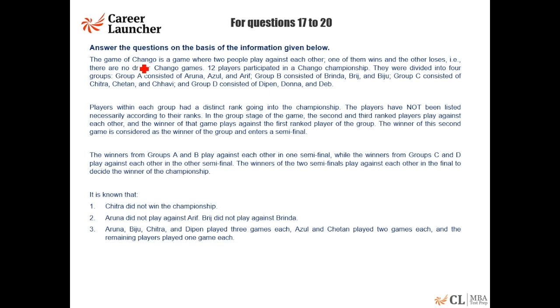The last set of data. Game of Chango is a game where 2 people play against each other. One of them wins, other loses. That is, there are no draws. 12 players participated in the Chango championship. They were divided into 4 groups. Group A consists of 3 people. Group B again has 3. Group C has 3 people. Group D has 3 people.